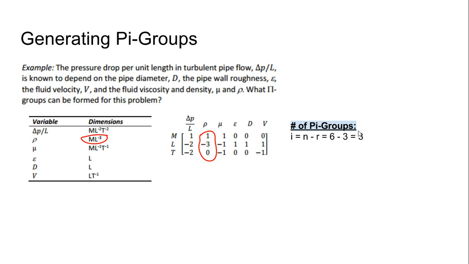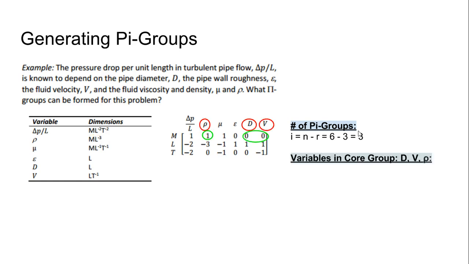Okay, so now we know that there are 3 pi groups, so let's start generating them, right? First, before we get there, we're going to have to come up with our core variables. So in this case, I just picked D, V, and rho, right? So to make sure that we picked a good core group, remember I mentioned, the core group itself cannot be a pi group, right? So the core group itself, when you multiply all of them together, you can't just get a 0 in the M and the L and the T, right?